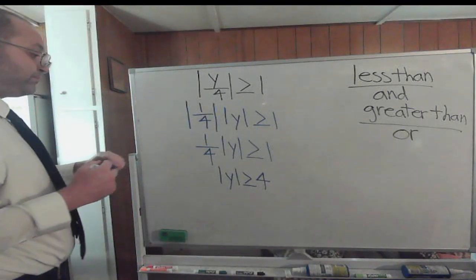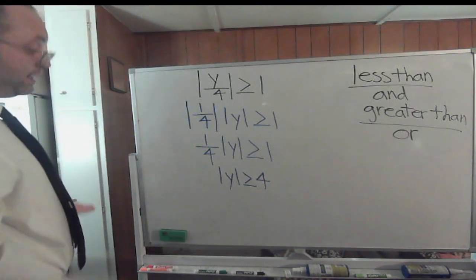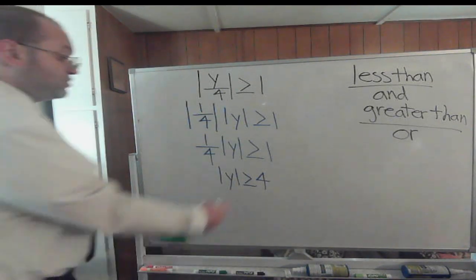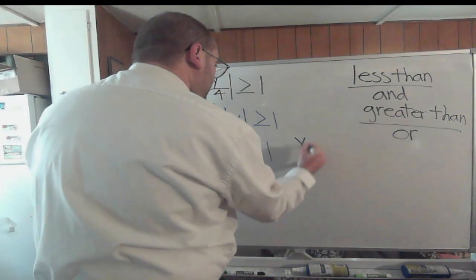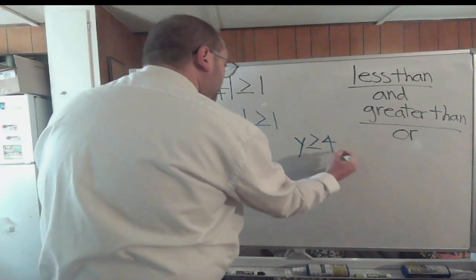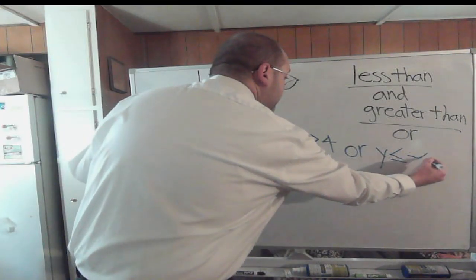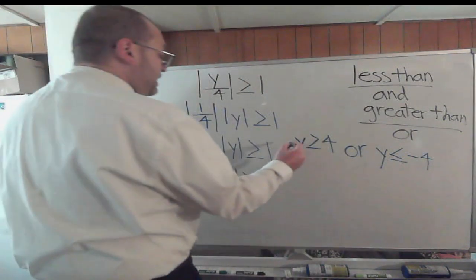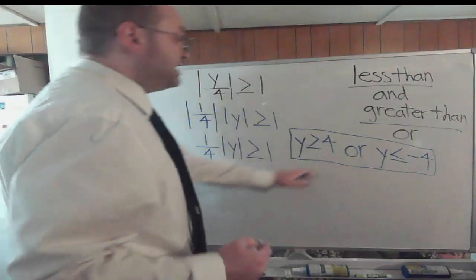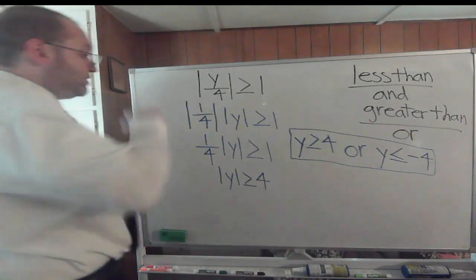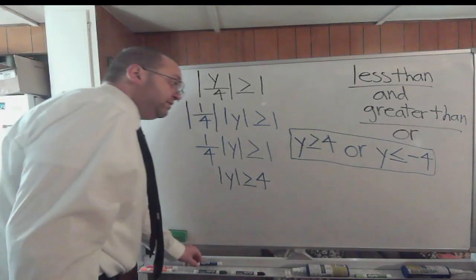All right. Now we're reduced to the absolute value of y is greater than or equal to 4. Well, we have greater than, so what you're going to have is y is greater than or equal to 4, or y is less than or equal to negative 4. And that would actually be your solution. Since it's a disjoint set, you have greater than, so it would be or. You'll get y is greater than or equal to 4, or y is less than or equal to negative 4.